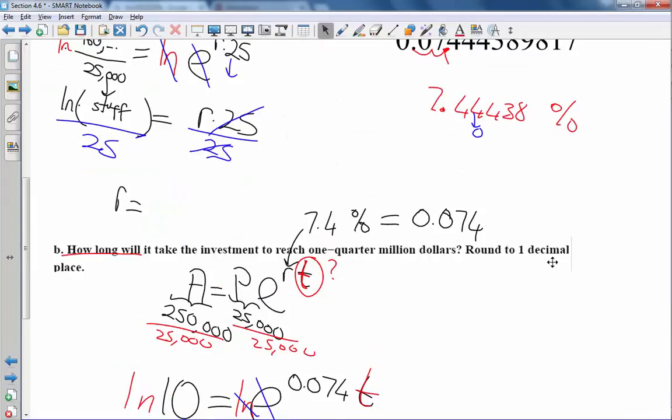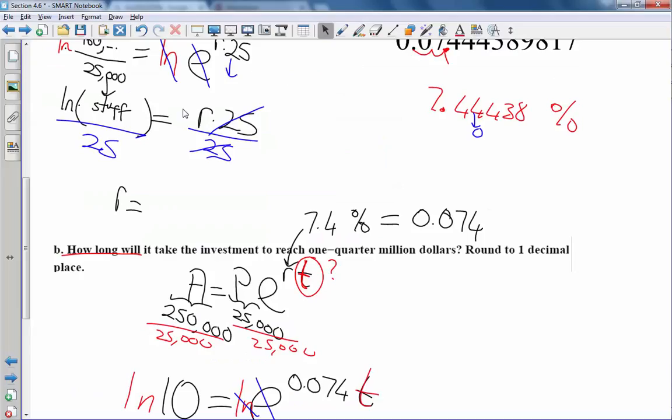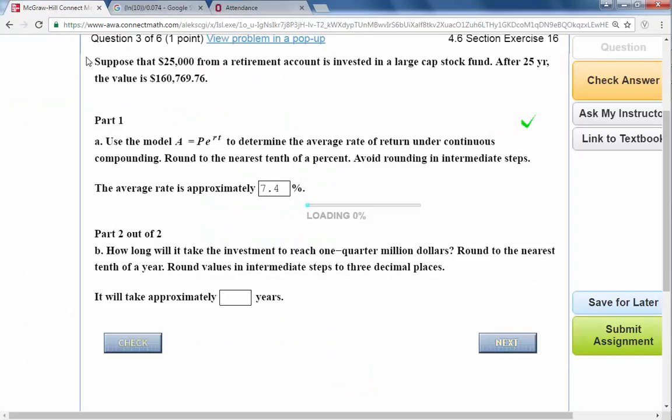How many digits do they want? Round to one decimal place. I'm rounding to one decimal place. 31.1 years. Okay.